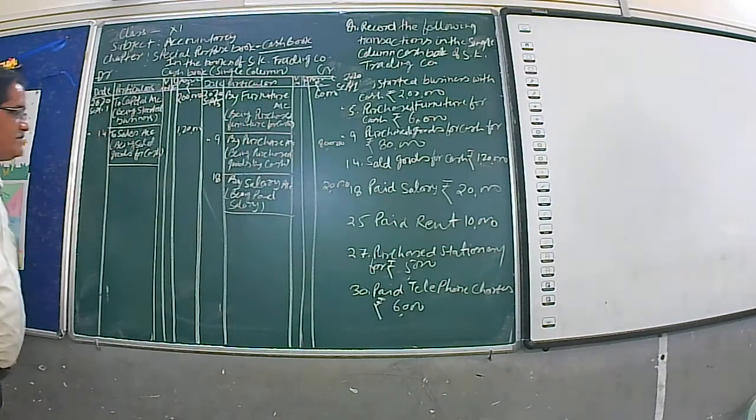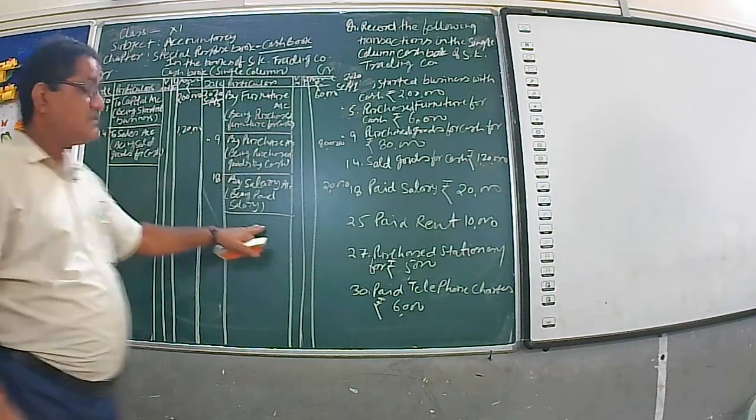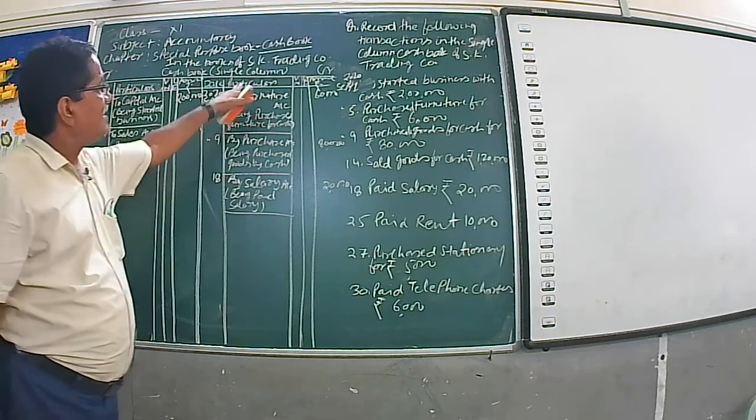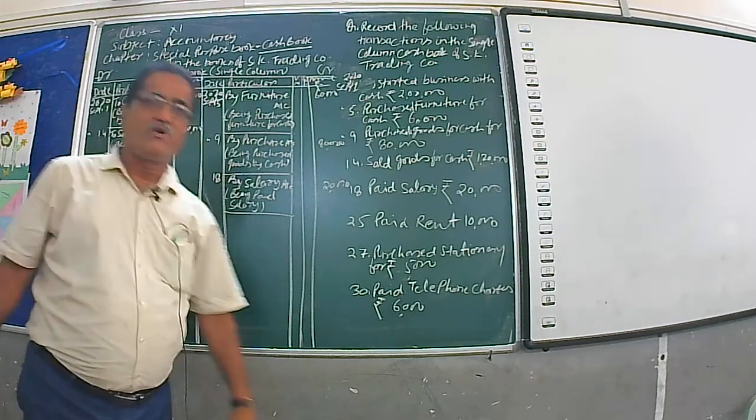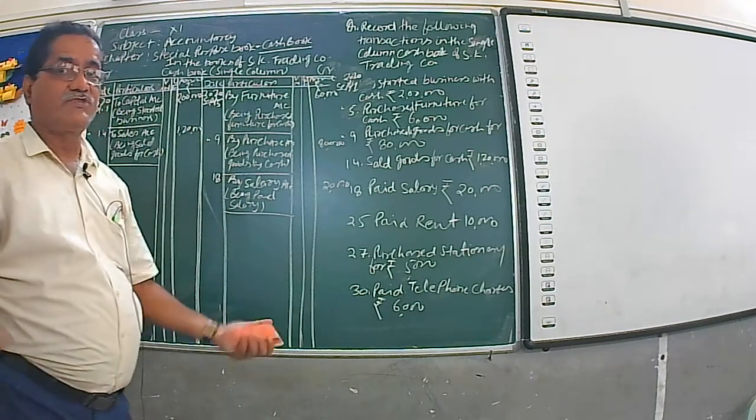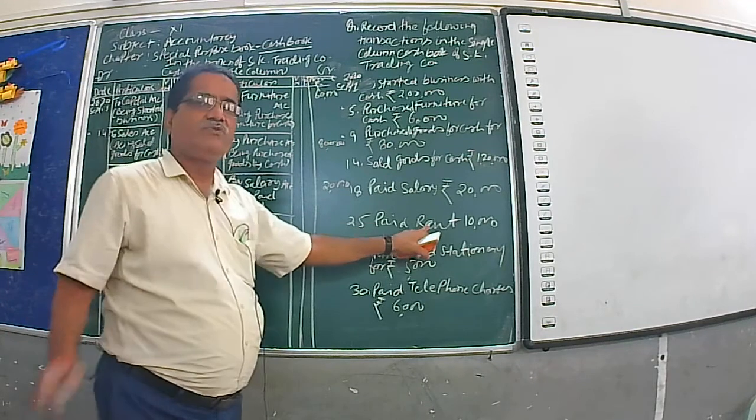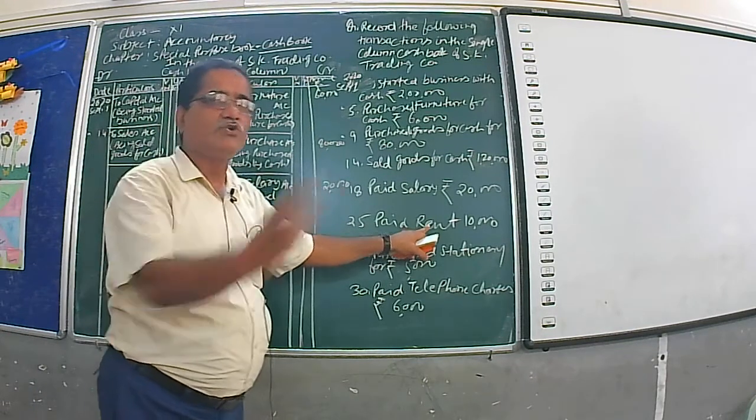Rent is paid. It means money is going out. It means it is a payment made by the business. That's why it is noted in the credit side of the cash book. What will be the journal entry for this one? Rent account debit to cash.